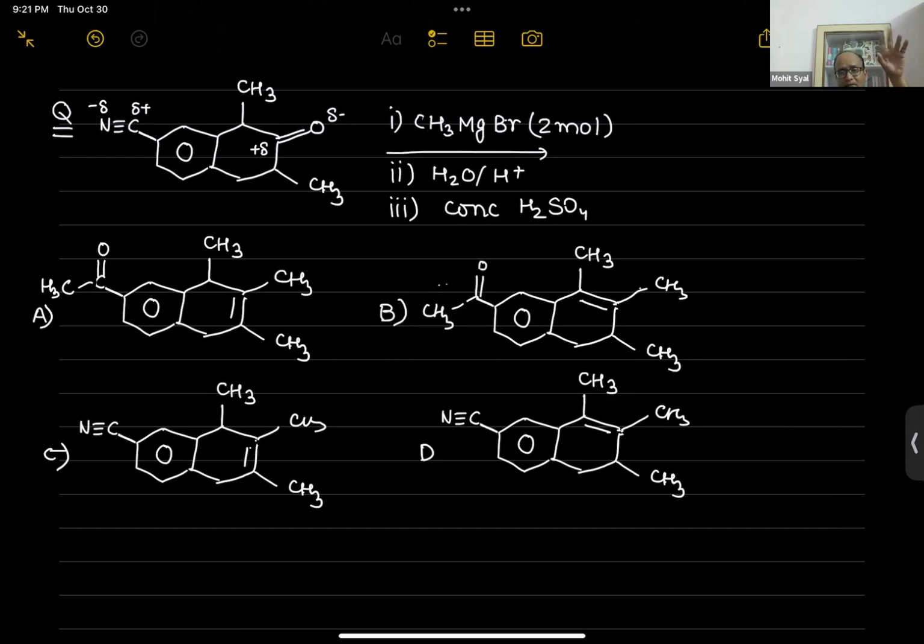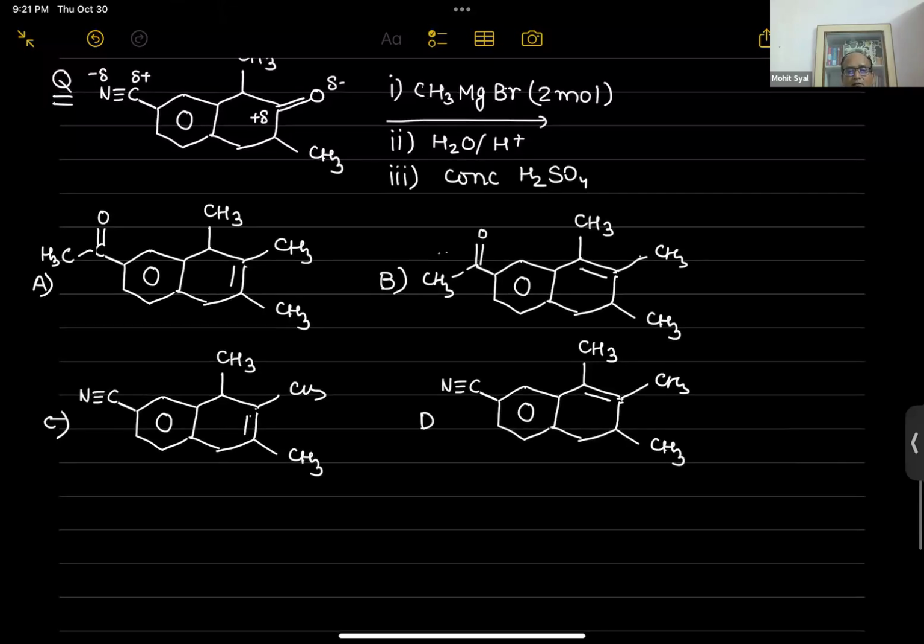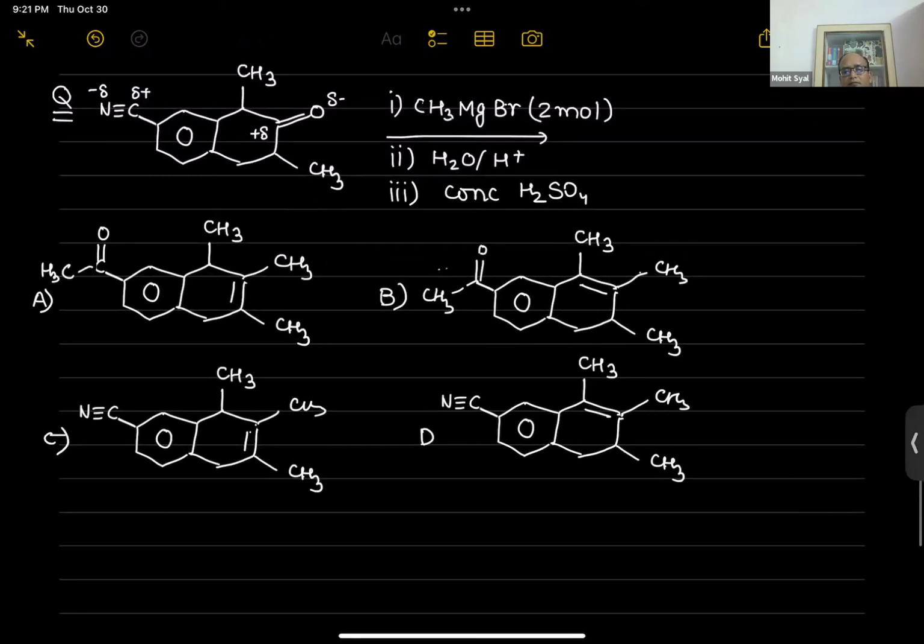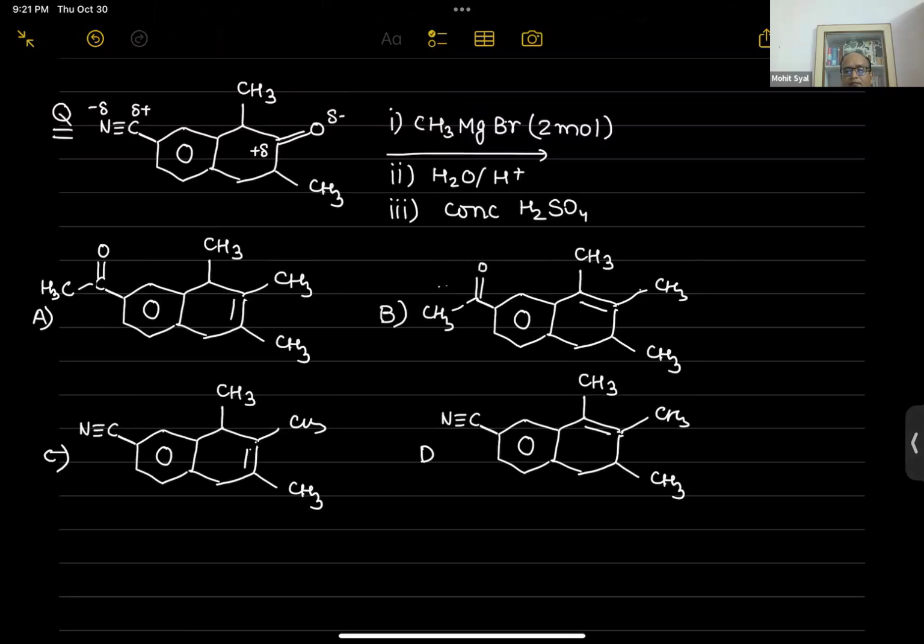Now we need to add 2 moles of CH3MgBr, but all the other double bonds are not polar. These two are the only polar ones. So you need to add CH3MgBr to these. I hope I am clear to all of you. So just add them. Is it clear or not? Any doubts in this?